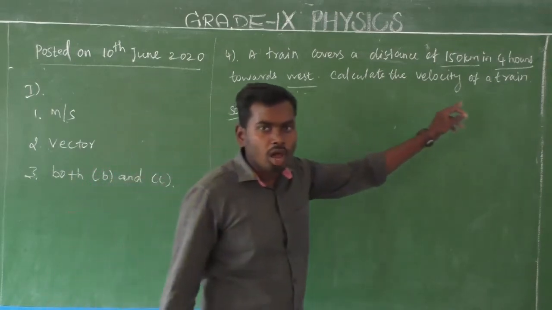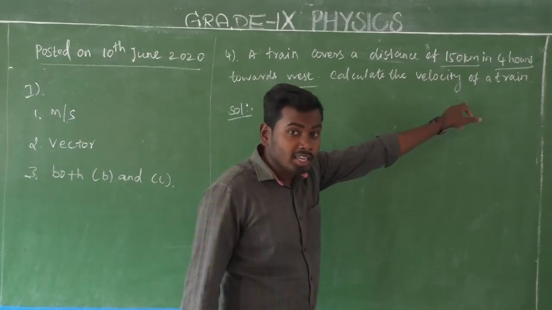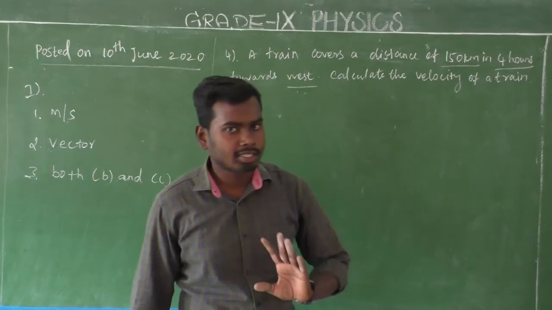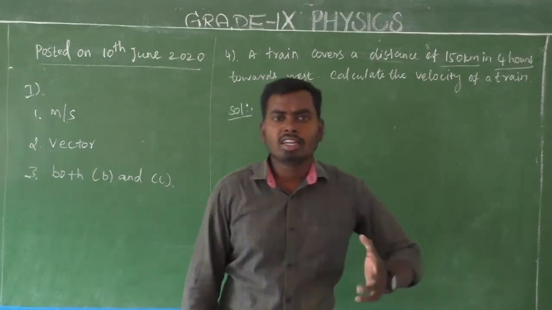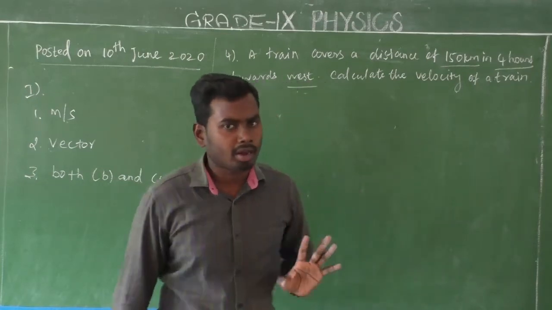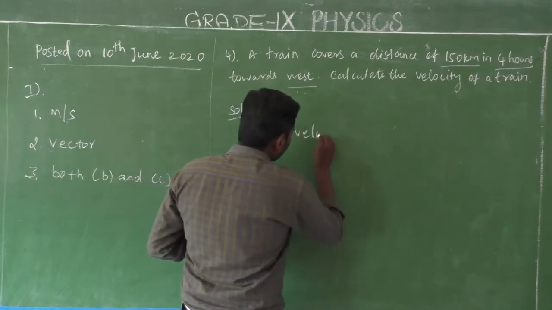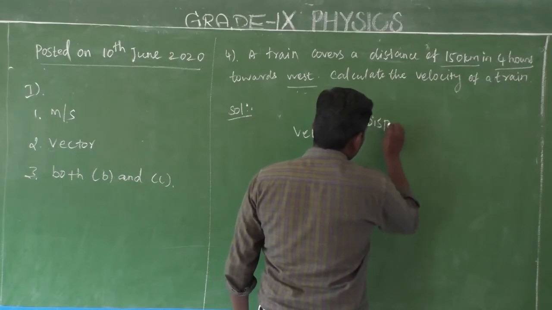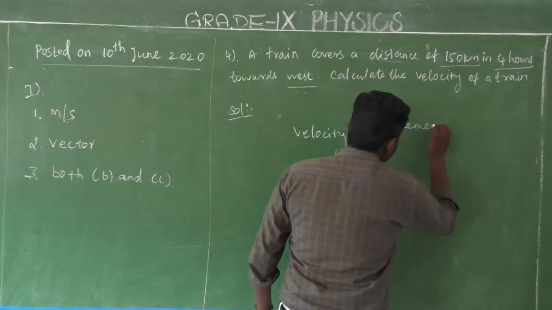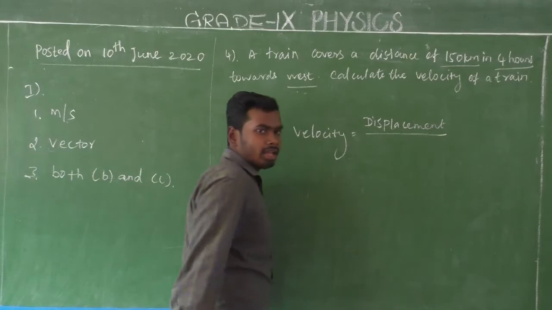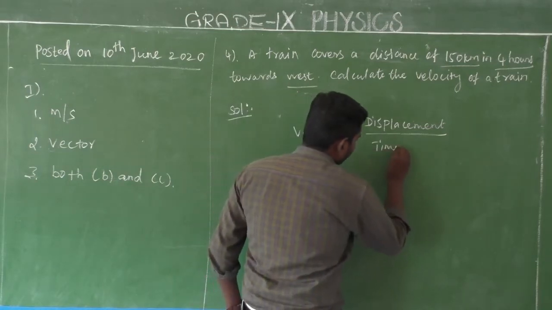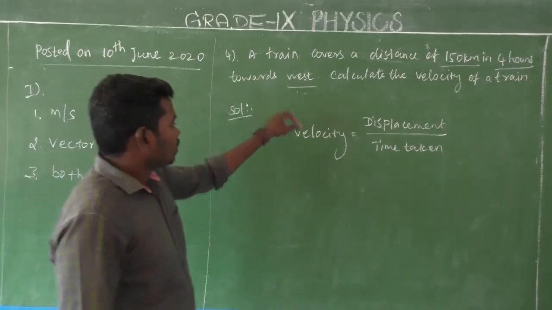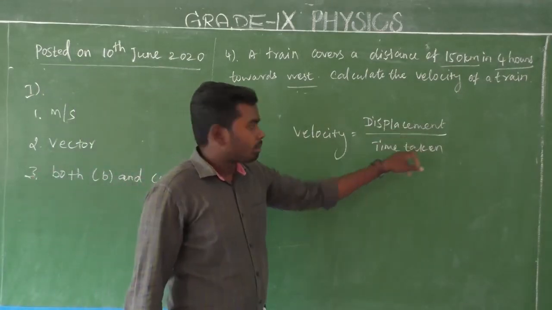First, what quantity do we need to calculate? That is velocity. What is velocity? Velocity is nothing but the displacement covered by an object per unit time. Mathematically, velocity is equal to displacement divided by time taken. Is it clear? So velocity is equal to displacement divided by time taken.